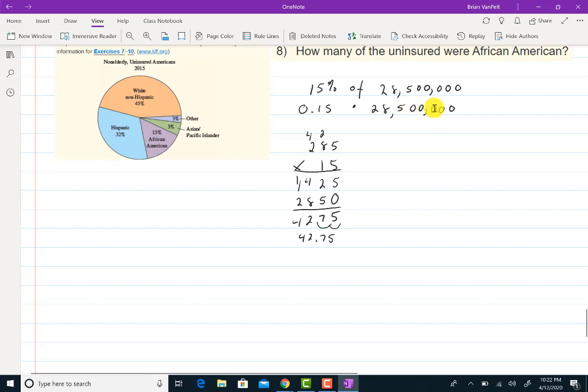Now then, I need to move 5 places to the right. So I'm going to have 1, 2, 3, 4, 5. Actually, let me do that a little more carefully. There's 1, there's 2, and then we're going to add 3 zeros because we still have 3 more places to go to the right. So we end up with 4275 with 3 zeros after it. So there is 4,275,000 is how many are accounted for among the African Americans who are uninsured.